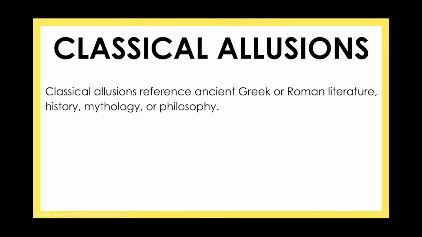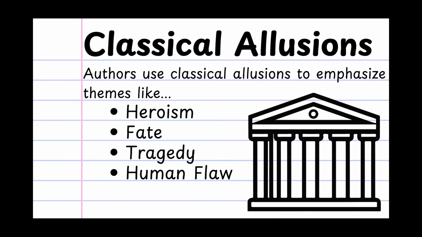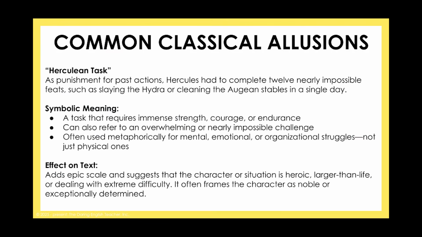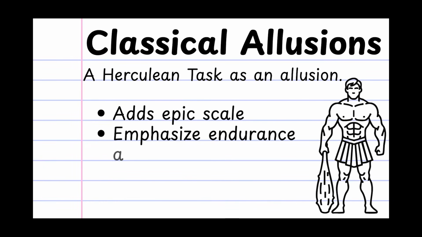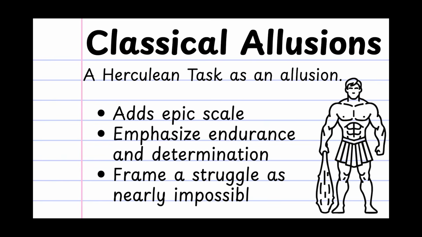Now let's take a look at classical allusions. Classical allusions come from Greek and Roman mythology, history, or philosophy. They often suggest heroism, fate, tragedy, and human flaws. A Herculean task refers to extremely difficult challenges. This allusion can add epic scale, emphasize endurance and determination, and frame a struggle as nearly impossible.